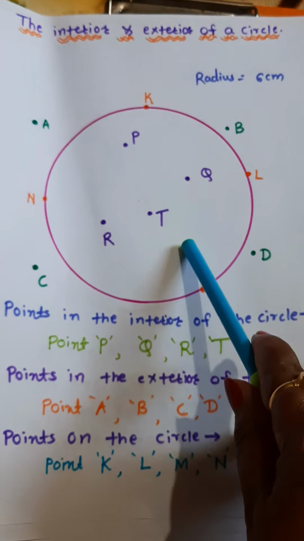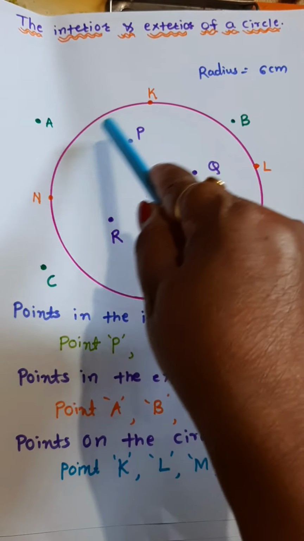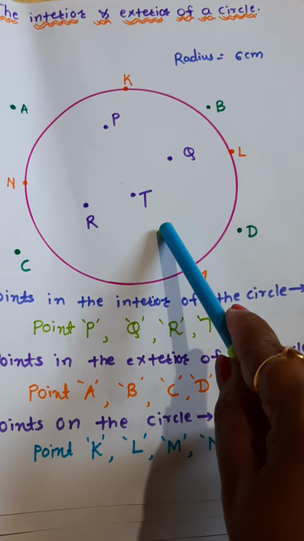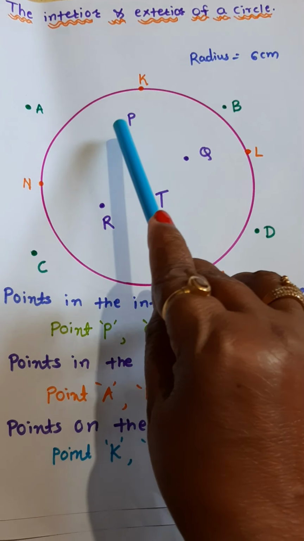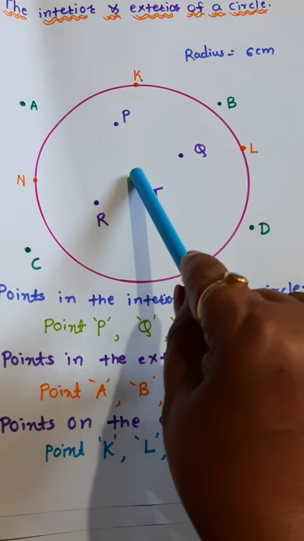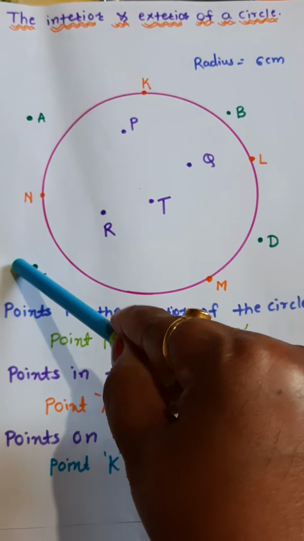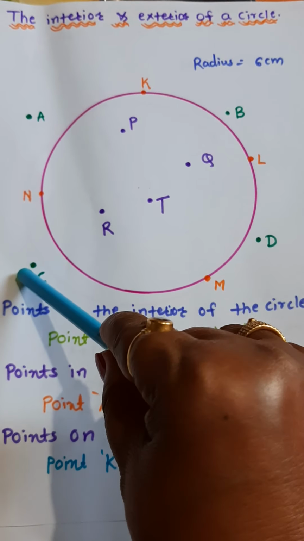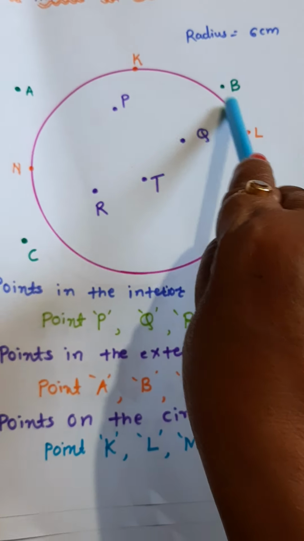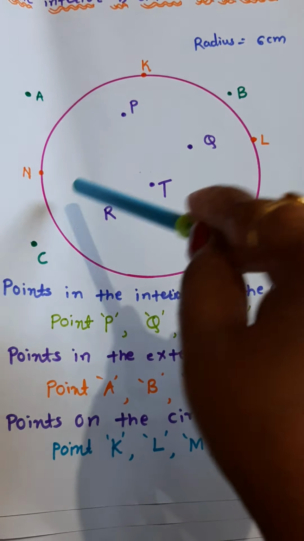So in this figure we will see what is the interior of the circle, exterior of the circle and on the circle. Here I have drawn a circle of 6 centimeter radius. Some points lie inside the circle, that is called the interior part of the circle, and some points are lying outside, that is called exterior. Some points lie on the circle. This circular curved line is the circumference.